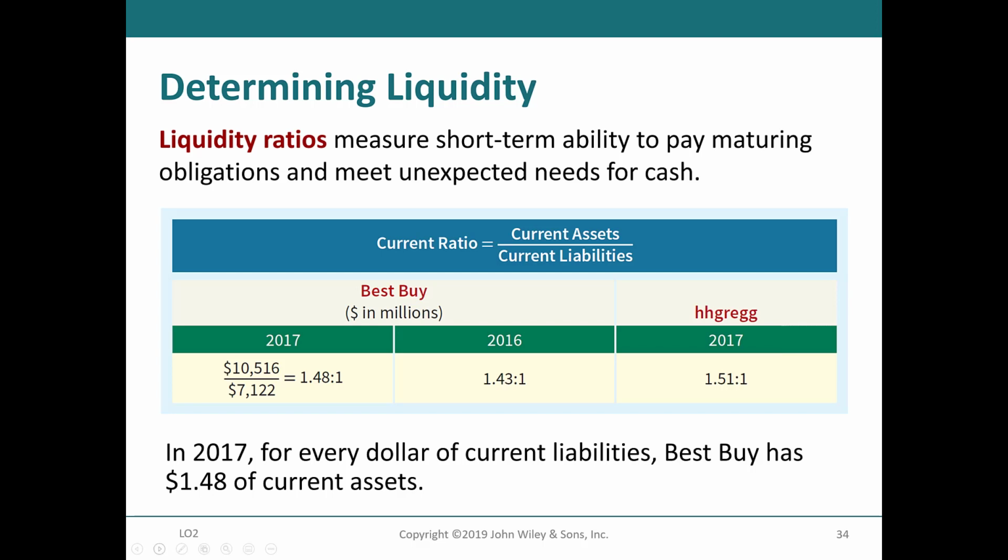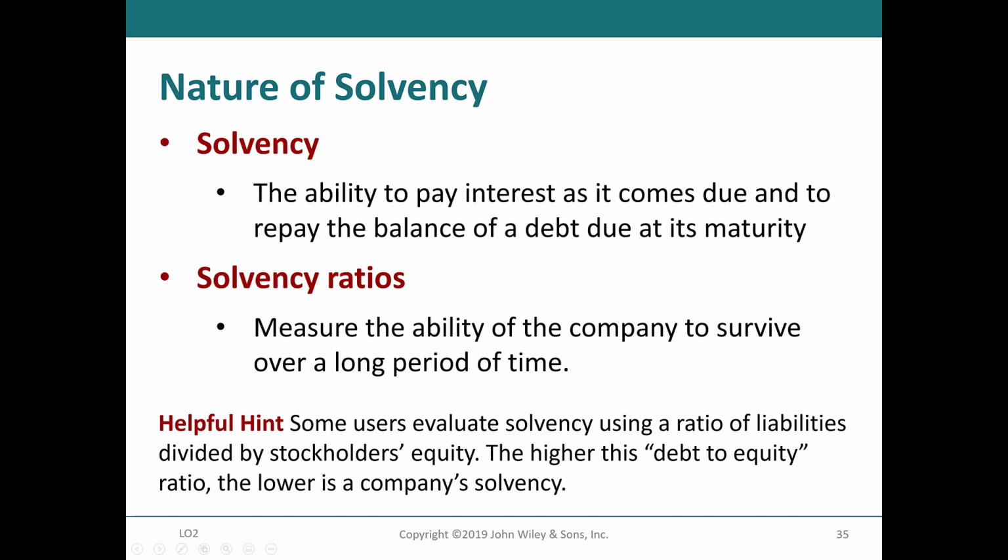They got it. Okay. So solvency is the ability to pay interest as it becomes due and to repay the balance of a debt due at its maturity. The solvency ratio measures the ability of the company to survive over a long period of time. So if you are that person who wants to buy shares in a company, you want to be looking at the solvency ratio, because you don't want to put your money in a company that is going to die tomorrow.